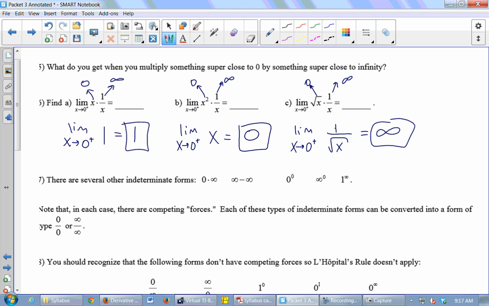So this is an indeterminate form, 0 times infinity, just like 0 over 0. We don't know what the answer is. Also, infinity minus infinity, indeterminate form. Because think about how many counting numbers are there? 1, 2, 3, 4, 5, 6, 7, 8. How many are there?